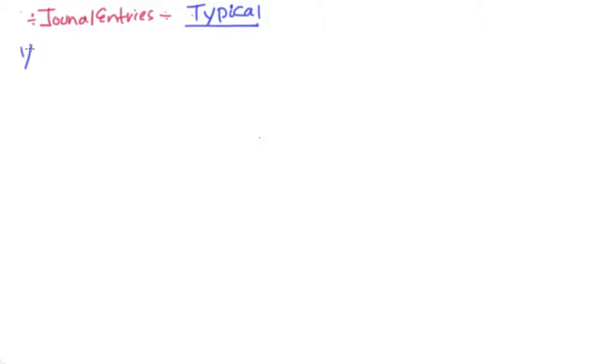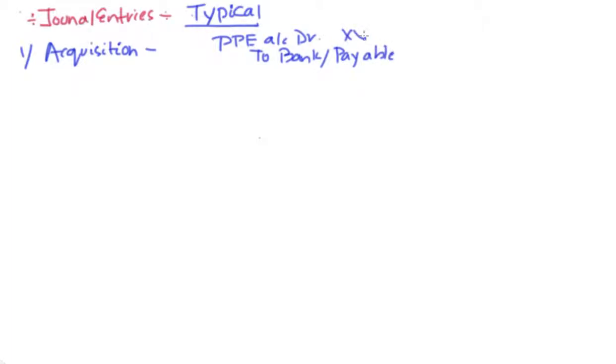The first one is related to the acquisition of PP&E. That's a fairly simple journal entry. The PPE account is debited, and either bank is credited as an outflow, or payable is credited as an outstanding payable in respect of the PPE acquisition. So this is a fairly simple journal entry in respect of property, plant, and equipment.